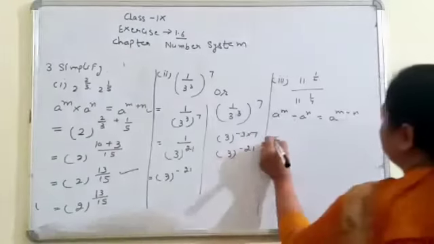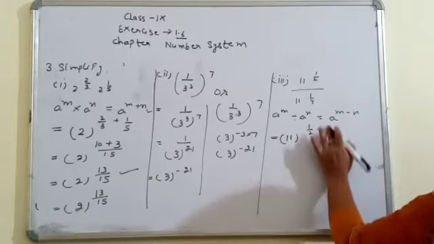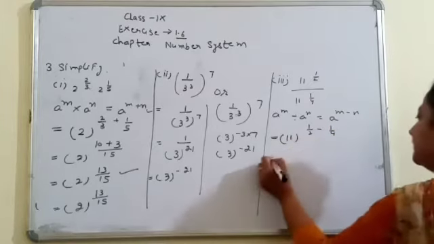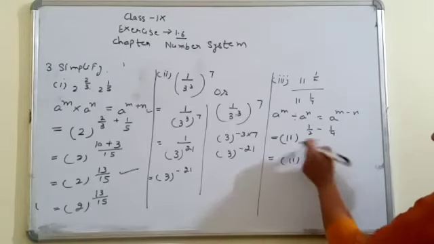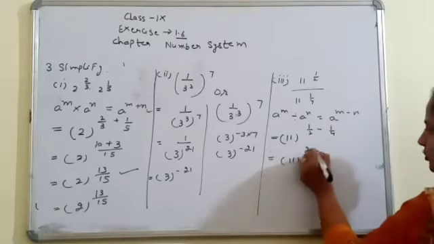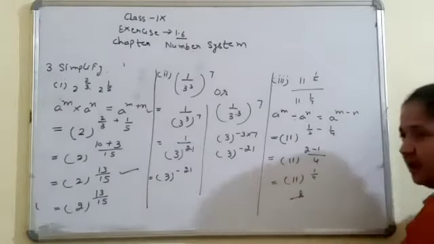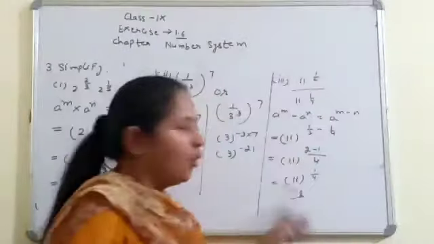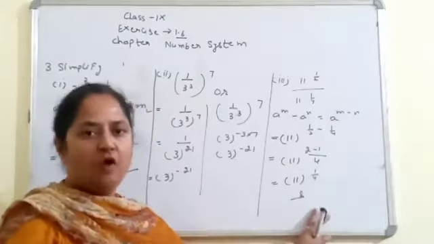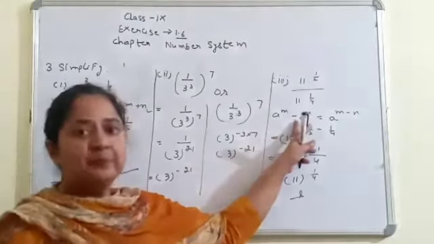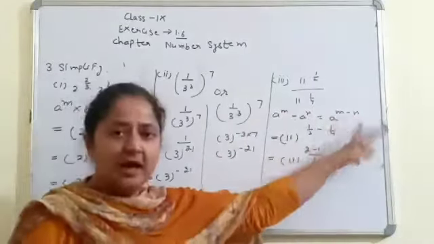Let's see it. 11 raised to power 1 by 2 minus 1 by 4. Now take the LCM. LCM of 2 and 4 is 4. Now 4 divided by 2, 2 ones are 2. 11 raised to power 1 by 4. This is the result for part 3. Hope it's clear to you. Here we have applied the second law of exponent. When bases are same, powers are different, and they are in the division form, we will subtract the powers.